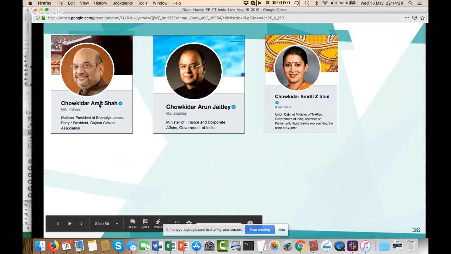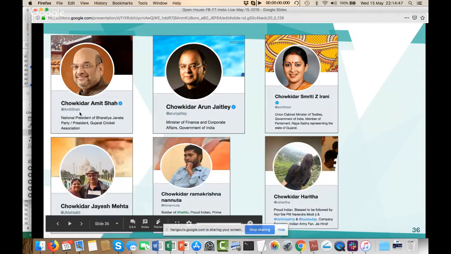In this case, it says Chowkidar Amit Shah. The username is just Amit Shah. So I'm going to be showing you the changes in both, looking at the changes that users have made. Okay. So here is a set of examples of all the users other than the verified users who have changed their username, who changed the names.